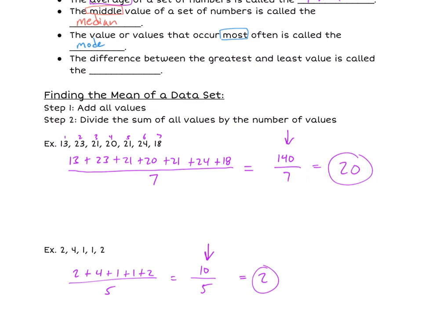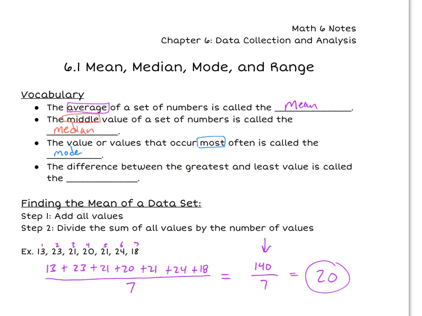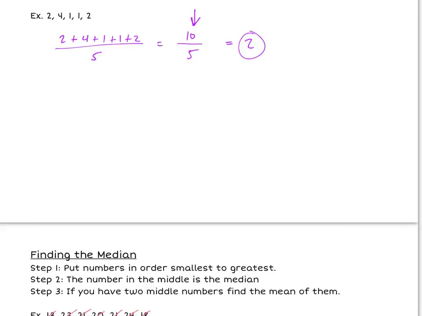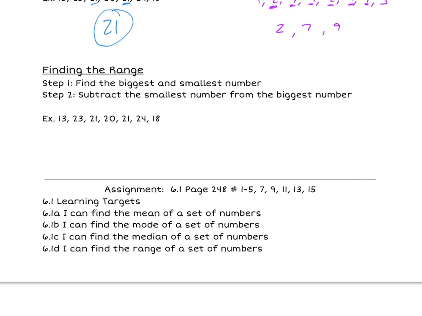All right, last thing of vocabulary. It's called range. The difference between the greatest and least, or biggest and smallest value, is called the range. Okay? So now we go all the way down here.